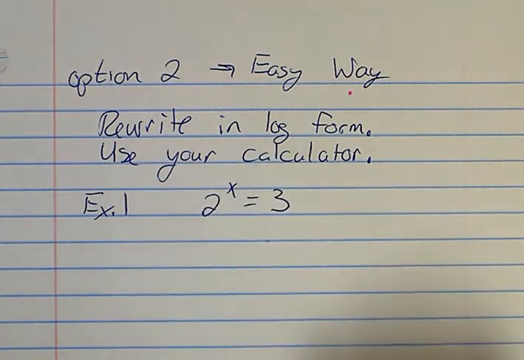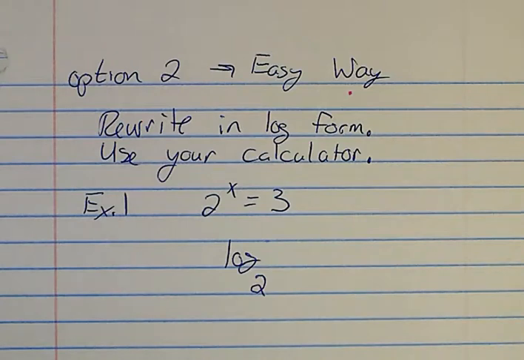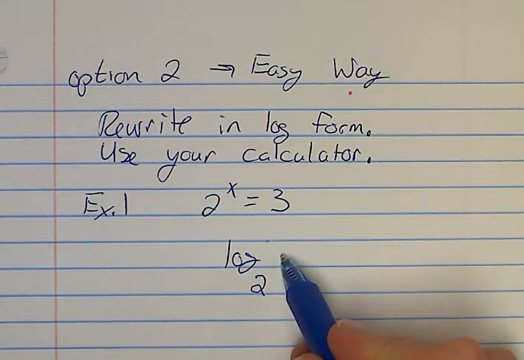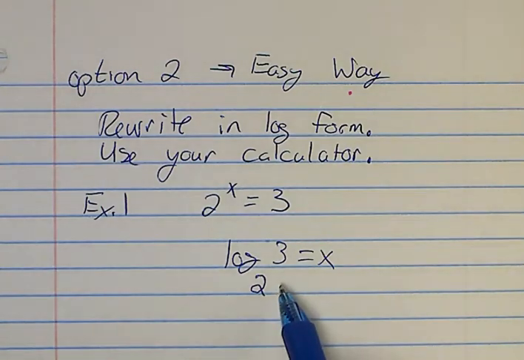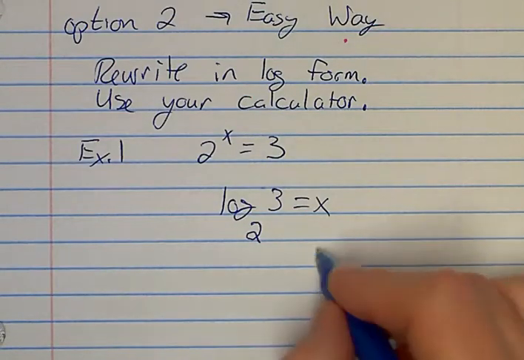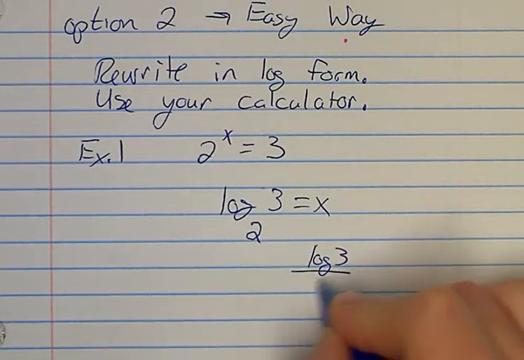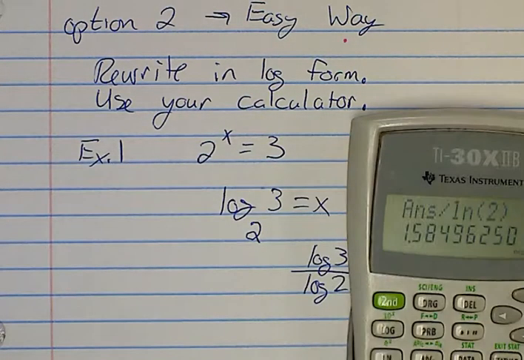Alright, if you rewrite this in log form, what's our base? 2, right? What goes here? 3. X goes over here by itself. Can you do that with your calculator? Absolutely, right? So now you're just going to take your calculator, do log of 3 divided by log of 2, and just see what you get here.